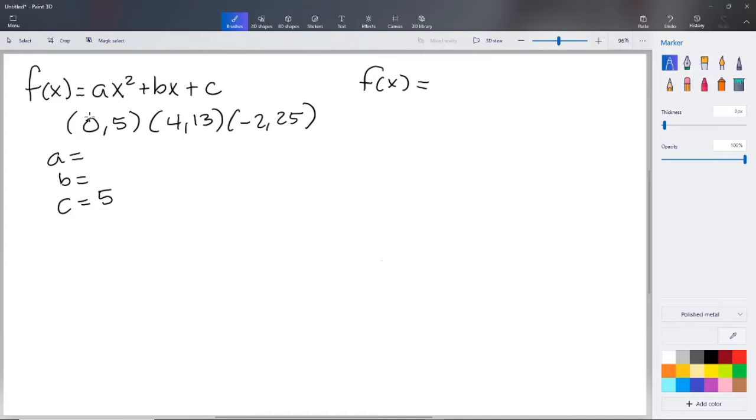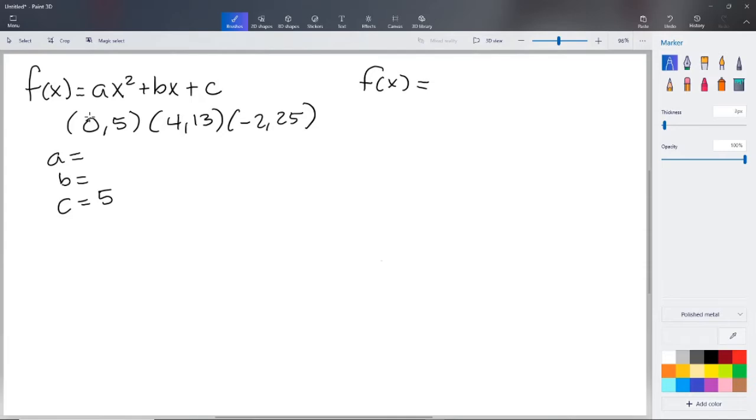So what we're going to do is use the fact that this (4, 13) and this (-2, 25) are actual points. If I put 4 in for x, the end result, the f of x, is 13. If I put in negative 2 for x, the end result is 25. So I'm going to move my f of x essentially to the right-hand side because I want my a's and b's on the left and my non-a's and b's on the right.